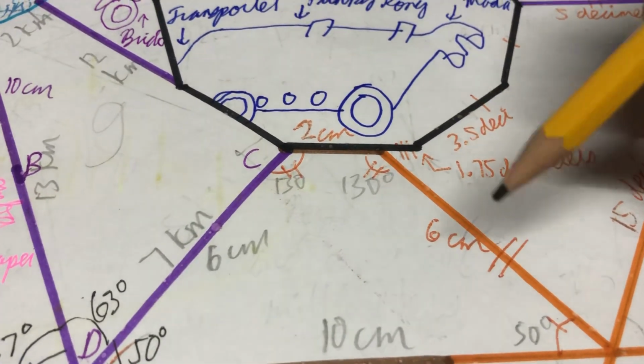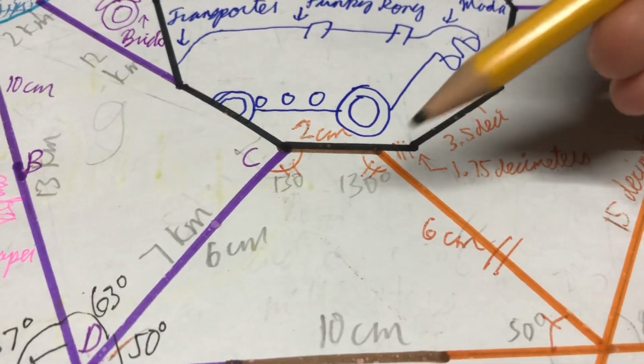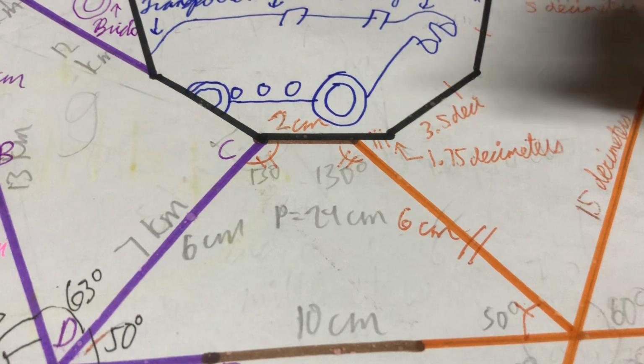Now, let's solve the perimeter. 2 plus 6, or you can just group the two 6's together. So that becomes 12. 12 plus 10 is 22. And the perimeter should be 24 cm. Okay? Now, what about the area?